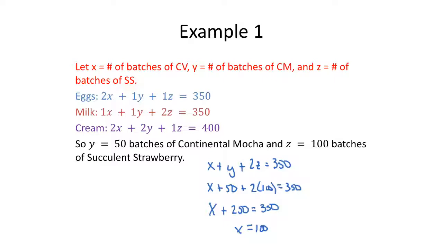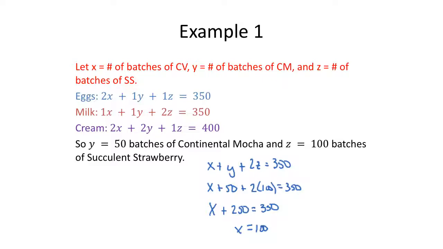The only thing left to find, using our eggs, milk, and cream equations, variables identified, we know 50 batches of continental mocha. We found z equals 100 batches of succulent strawberry. Using the milk equation, x plus y plus 2z equals 350, where y is 50, z is 100. So 100 times 2 is 200, plus 50 gives me 250. X plus 250 equals 350, so x equals 100.